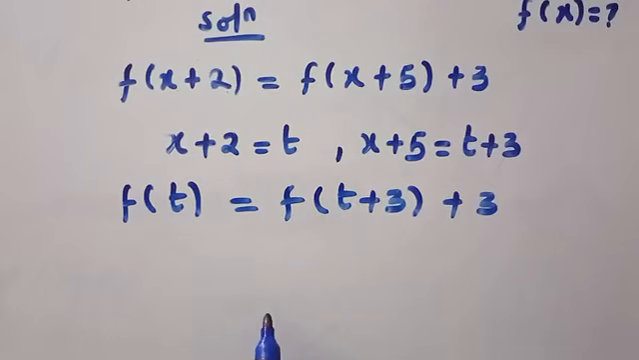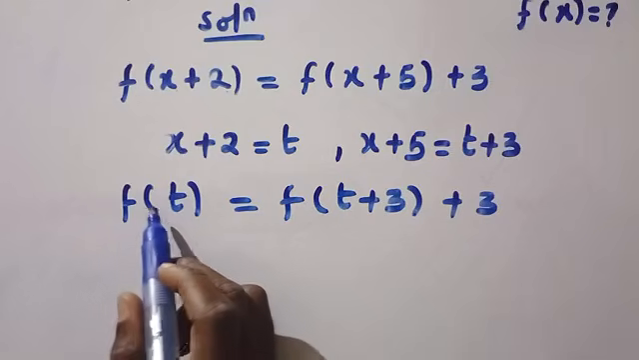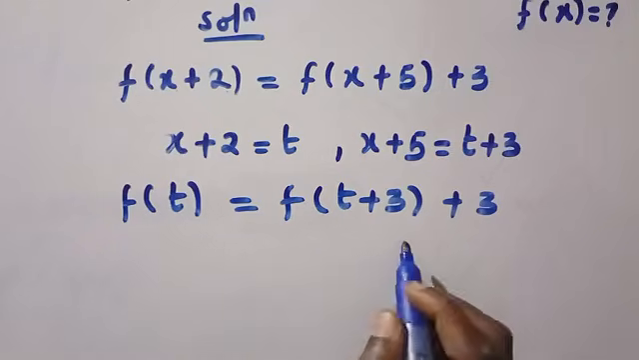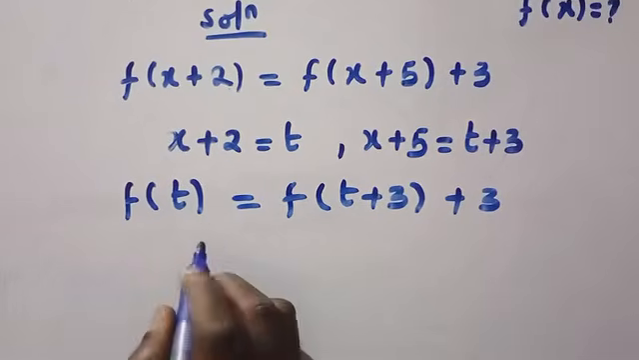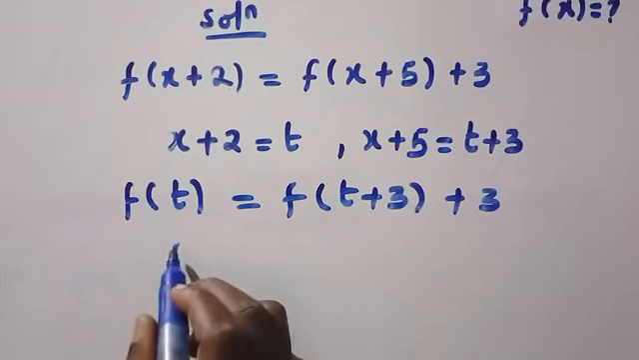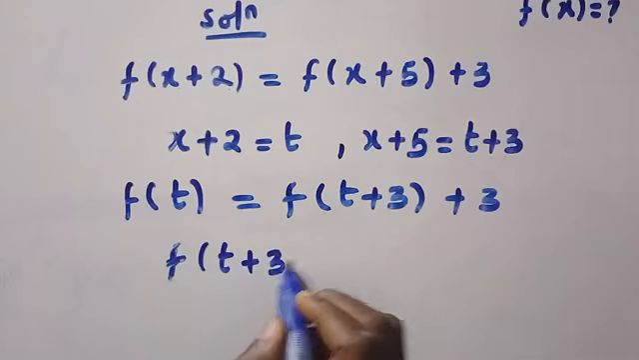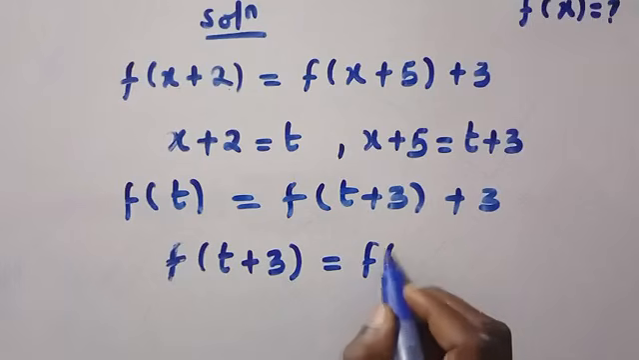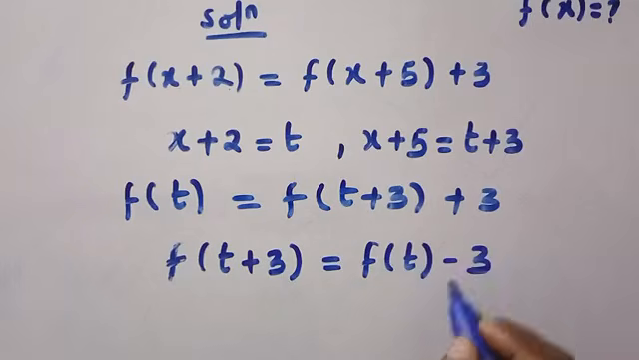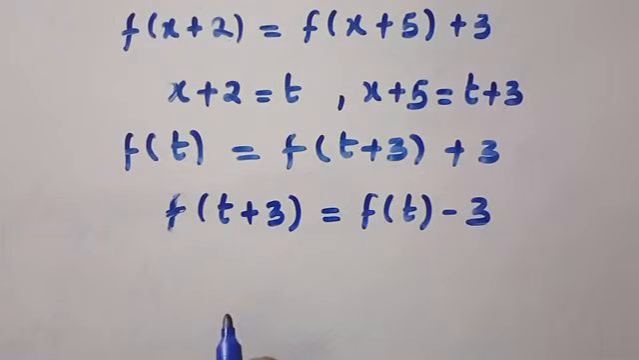After getting this, I want to make f of t plus 3 be in the position of f of t. So what I will do is transfer f of t to the other side, as we have f of t plus 3 equals f of t minus 3. So this is what we are going to have. Then on getting this, we want to get a recursive formula.